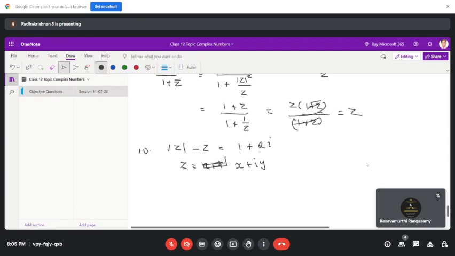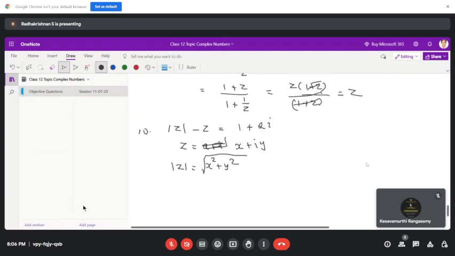Because some specific value is given, right? So we have to equate the real part with the real part and the imaginary part with the imaginary part. Okay. So what is mod z? Root of x square plus y square.